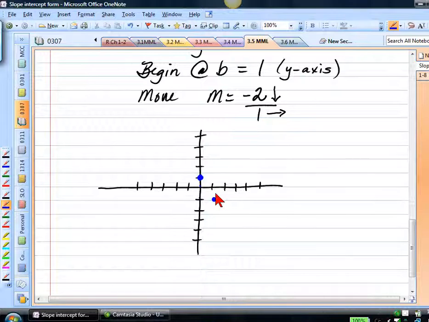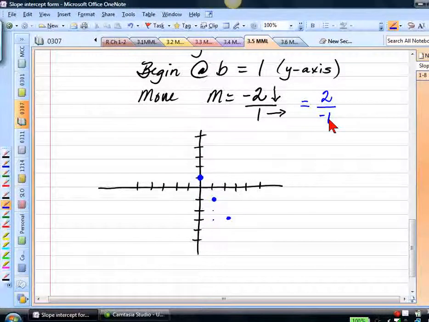If you wanted to, you could continue that. You could say, oh, I think I'll go down 2 more and right 1 more. Would you get another point on the same line? Yes. And let me just show you something. Do you believe that negative 2 over 1 is equal to 2 over negative 1? Are those equal to the same value? Yes, they're both equal to negative 2.